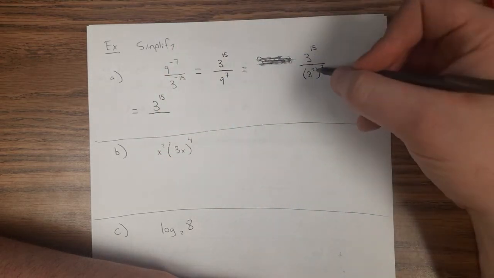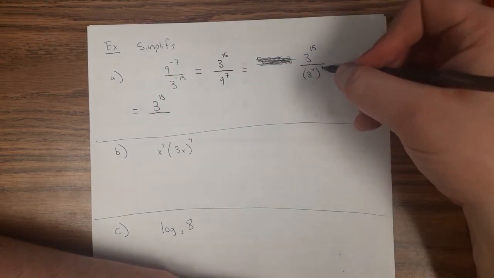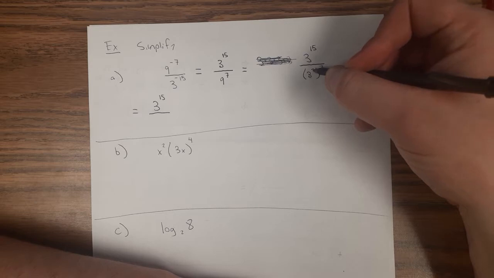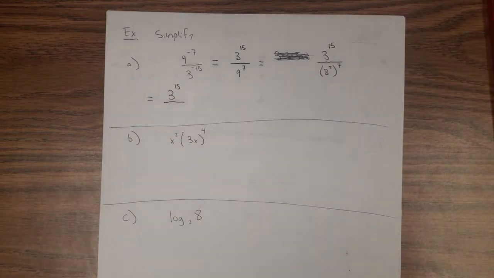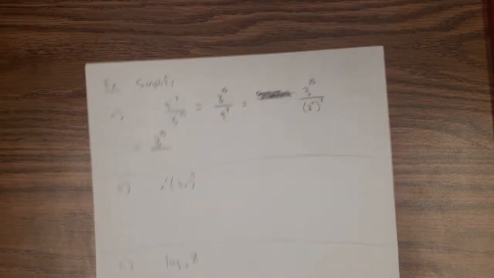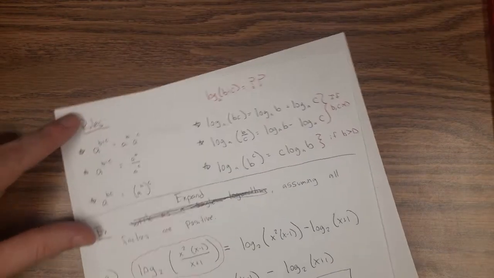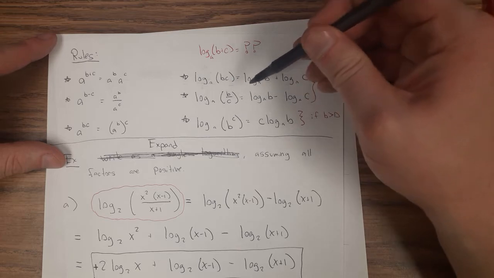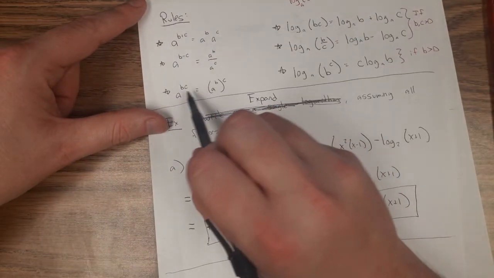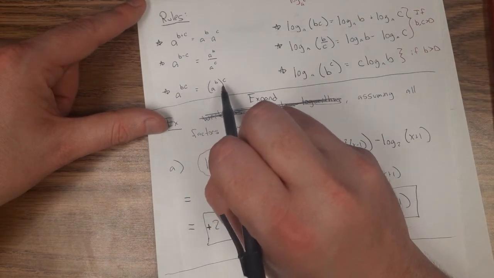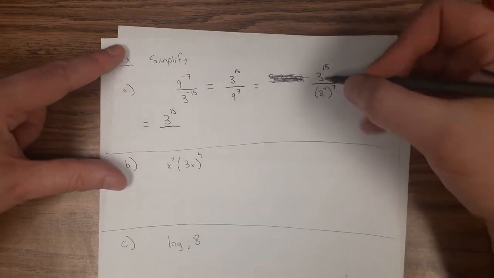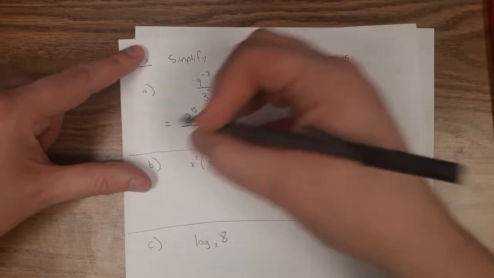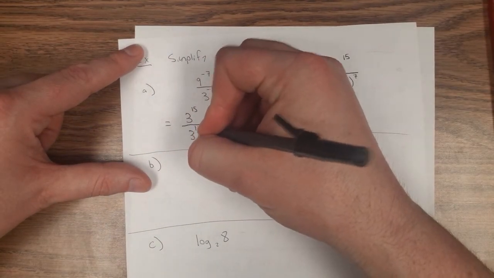this was one of our power rules. If I have a power raised to another power like this, then what I do is I multiply the two numbers. Where is that? That's on the back of this. Yeah, so I'm doing this rule. I have a to the b in parentheses, and it's to the c power, and that turns into a to the b times c. So this turns into 3 to the 2 times 7, so 3 to the 14th.